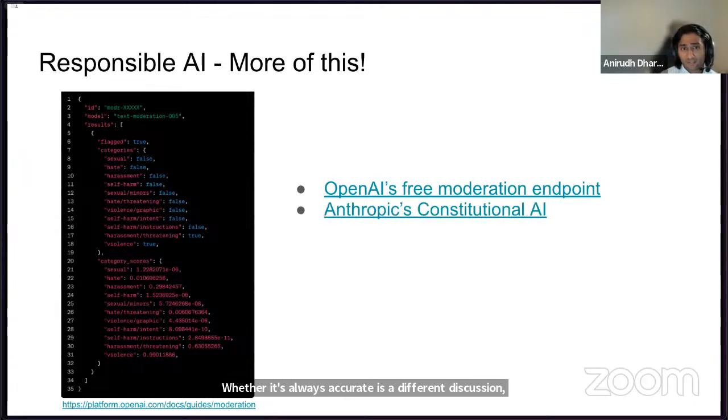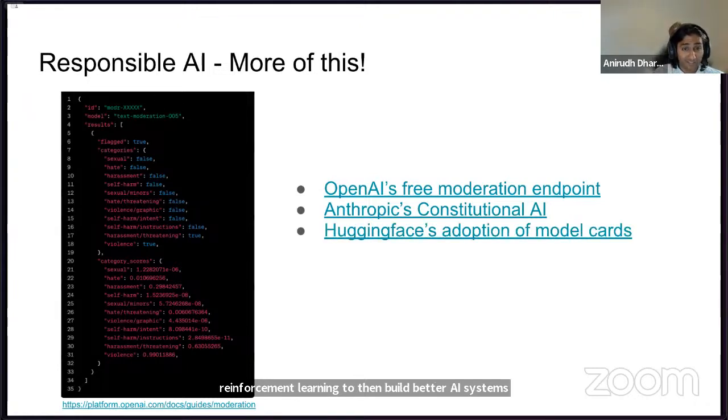Another example is Anthropic's constitutional AI, where you're not relying entirely on human labeled data, and instead you're relying on constitutional principles and using a combination of supervised learning and reinforcement learning to then build better AI systems. Hugging Face's adoption of model cards is a really wonderful thing to see. Most big companies do include model cards on their models now, which is probably the largest and most widespread implementation of it that I've seen so far. It's not to say that every model on Hugging Face has a model card with risks and evaluations and data sets used, but it's a pattern that's growing for the largest models that are in use, and from the largest companies that are putting out models.